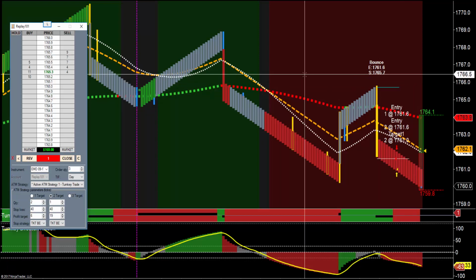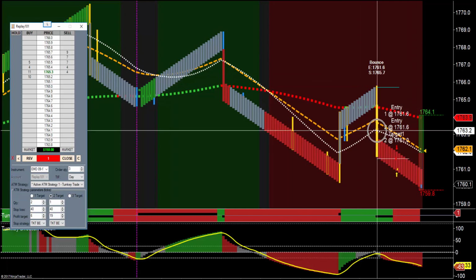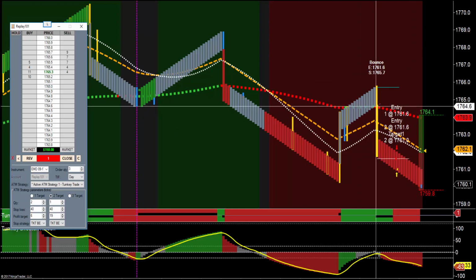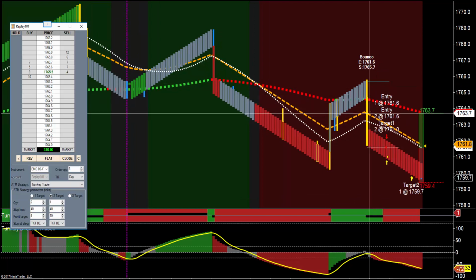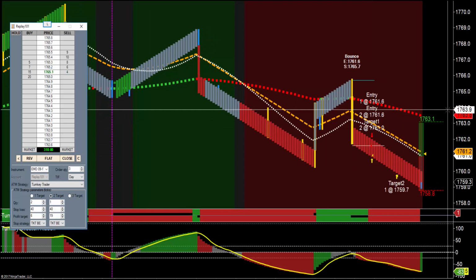We do have our red background letting us know that our signal line is below our trigger line, which is also below our 200, and our bar did turn gold halfway before this bar closed, a bit after touching our orange trigger line. So now you've seen the bounce trade in action.